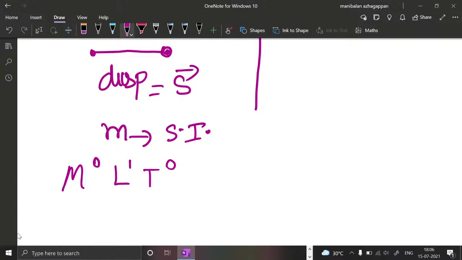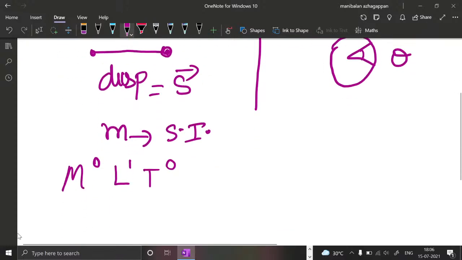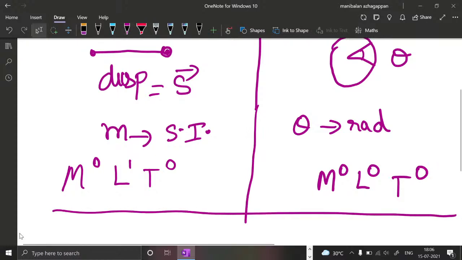There is no time. In rotational motion, same thing, the object is moving in a circular motion. Angular displacement we take as theta. The unit of theta is the radian. Dimensional formula for angular displacement: M power 0, L power 0, T power 0. There is no dimensional formula for the radian. You can take theta in degrees also when doing the problem, but convert it to radians, then only the answer will be correct.